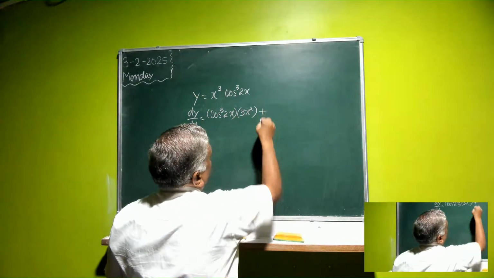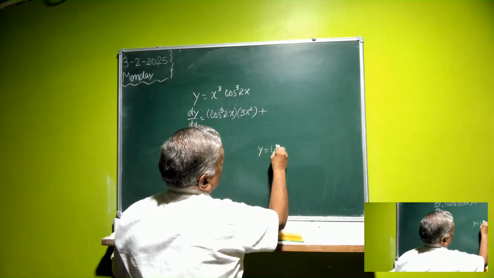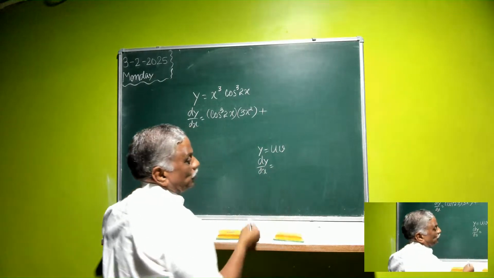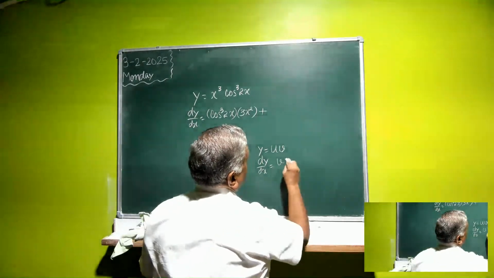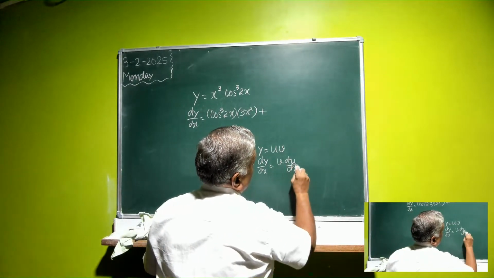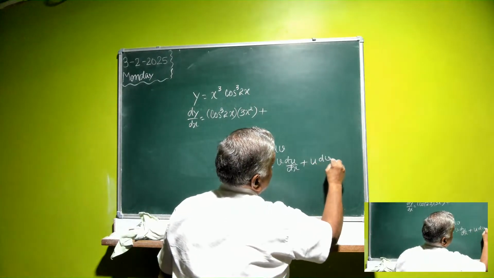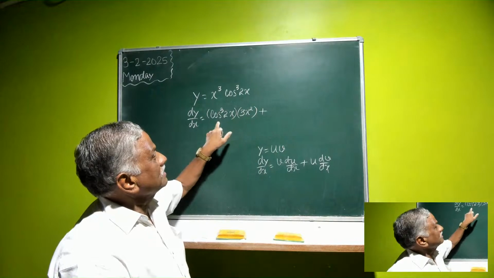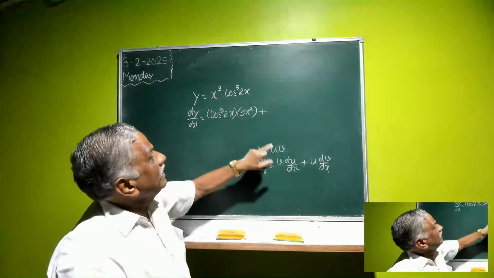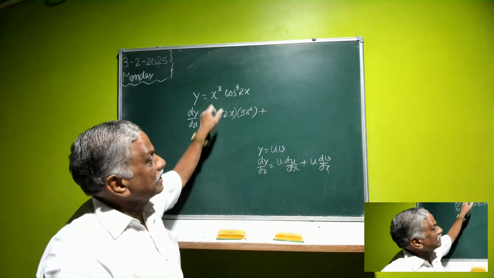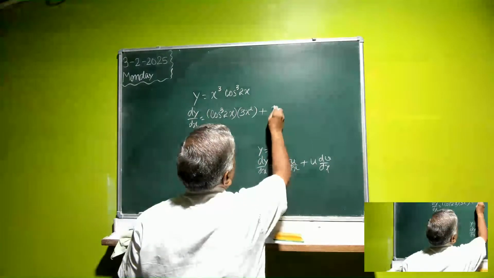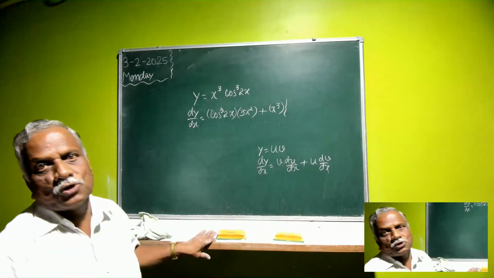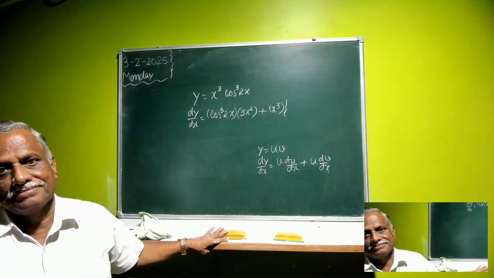Plus, don't I write the formula again: dy by dx is, if y is uv, v into du by dx plus u into dv by dx. That's all. So here, v is cos cube 2x, I have written as it is. du by dx is, I have differentiated x cube, that is 3x square. Plus, I should keep x cube as it is. And I should differentiate cos cube 2x. That itself is a different problem.